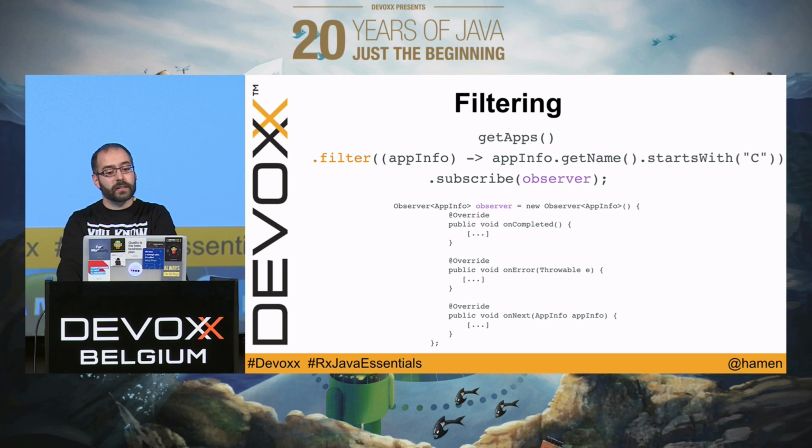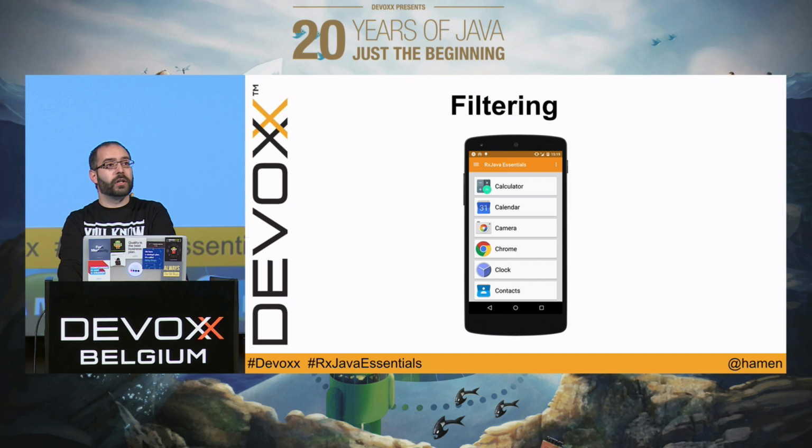We are filtering the sequence with a condition. Filter just evaluates the condition and returns a Boolean. Actually, it propagates the items that satisfy the condition, so in this case, starts with C. And here is our new C-named list. Piece of cake.